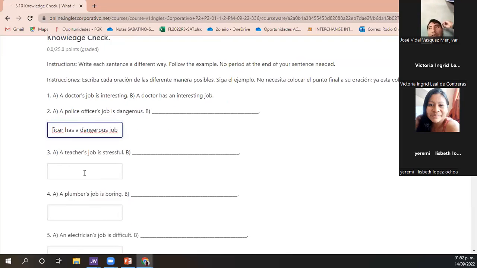Number three, a teacher's job is stressful. El trabajo, aquí estamos hablando del trabajo. El trabajo de un profesor es estresante. Entonces ahora sería a teacher has a stressful job. ¿Ok? A stressful job. Y sí, como estamos hablando de un trabajo estresante, usamos el article a. A teacher has a stressful job.